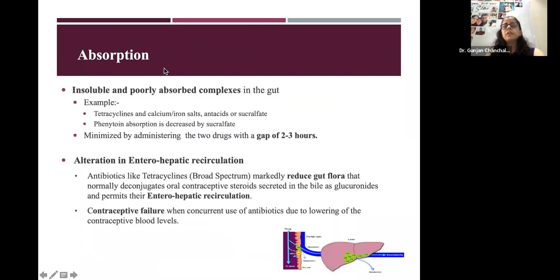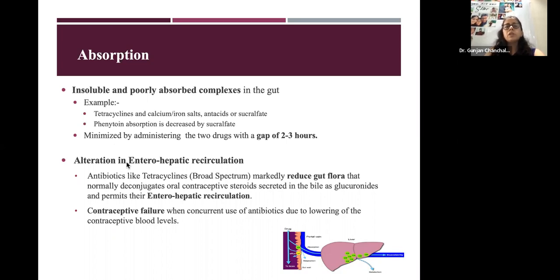Okay. So now let's understand the first level, that is the absorption level. When you give oral drugs, the absorption usually happens in the gut, wherein multiple drugs will interact with each other and will prevent or enhance each other's absorption. So when tetracyclines or calcium and iron salts are given together, or when phenytoin is given with sucralfate, these form complexes in the gut which are insoluble and which cannot be absorbed. So the interaction is reduced by administering these drugs at a gap of 2 to 3 hours.